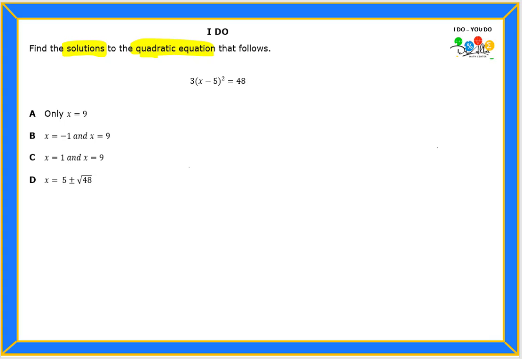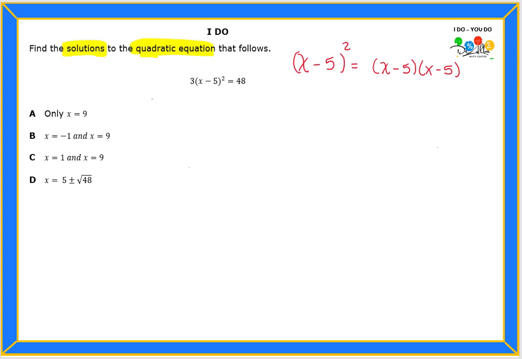So let's start. The first thing I need to do is, if you notice, I have terms on both sides of my equal sign, and I need to have everything on the same side. So I'm going to move my 48 to the left. But before I do, I want to do something with this (x - 5)². That basically means that you need to multiply (x - 5) times (x - 5), if you remember. So this is what I'm going to get.